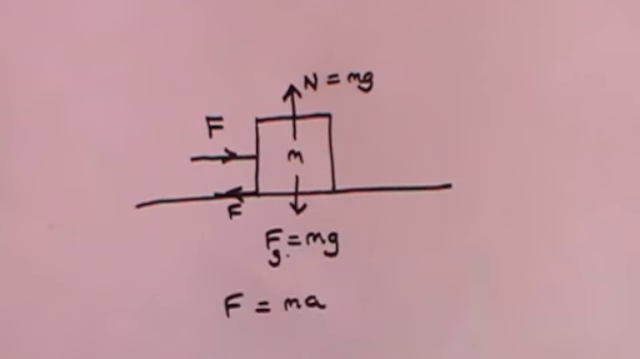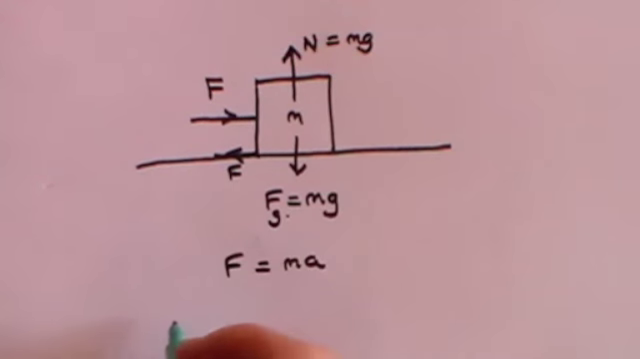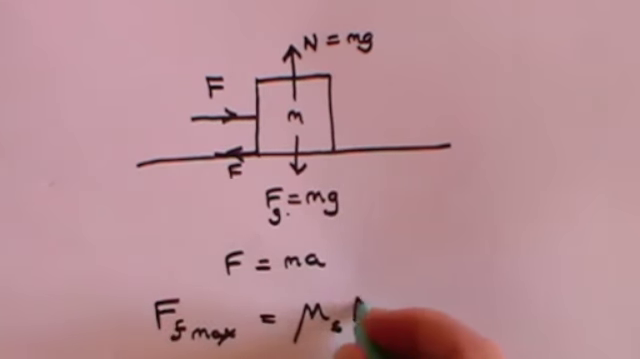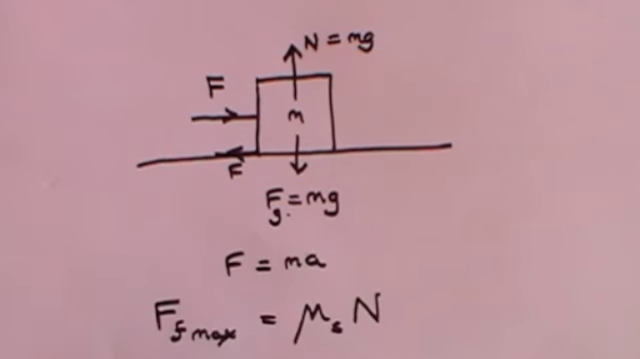So we've got a normal force, and what we say is that the maximum frictional force, which we'll call F friction maximum, is what's called a coefficient of friction, mu, and I will put a little s beside it, and I'll tell you what that means in a minute, times N, where N is the normal force. So the maximum frictional force is the coefficient of friction times the normal force.